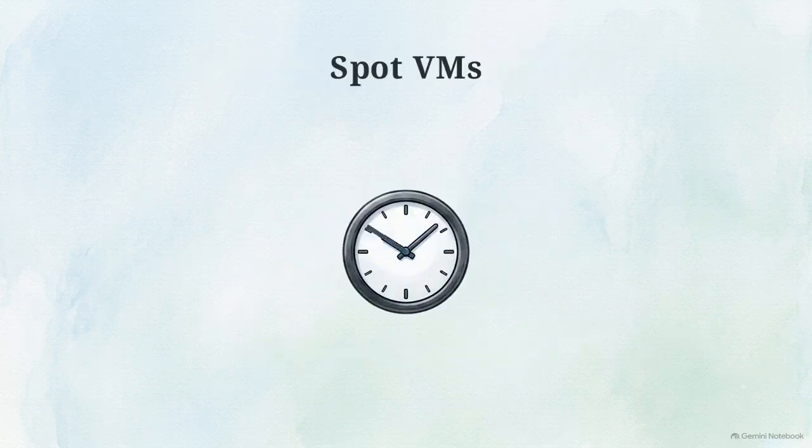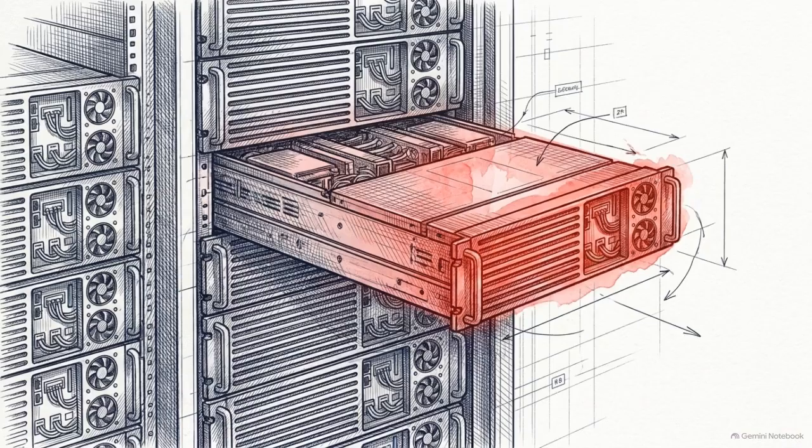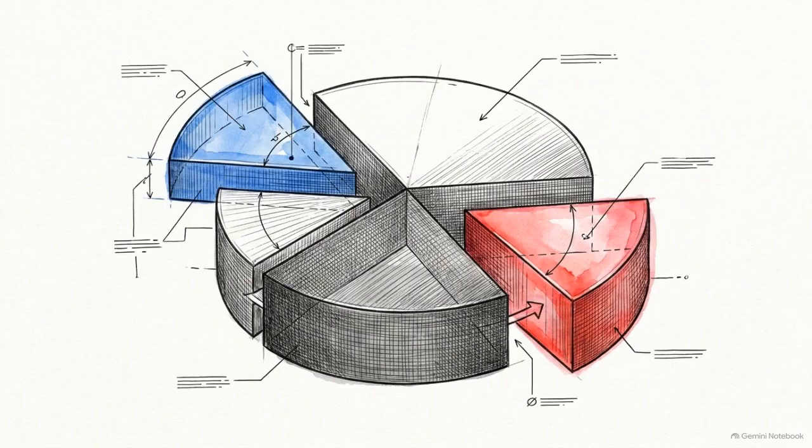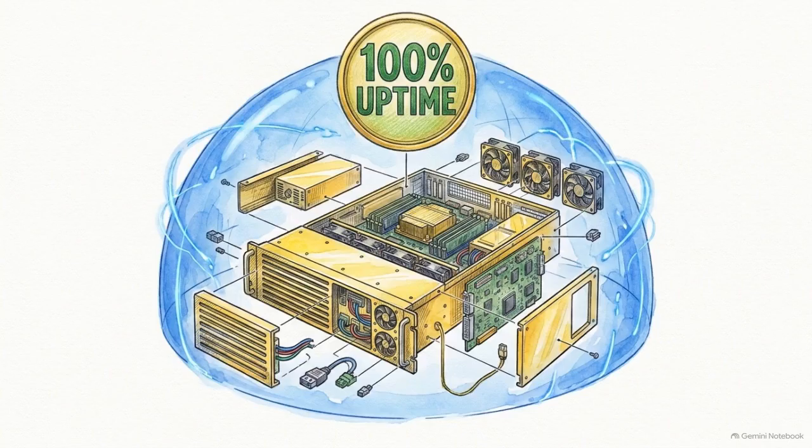Finally, Spot VMs use spare capacity at massive discounts, ideal for flexible, interruptible jobs. The trade-off is that Google can reclaim that capacity at any time. If they do, they'll send a 30-second warning signal before the machine shuts down. Mastering these different tiers ensures you don't waste your budget, allowing you to pay a premium only when uninterrupted reliability is your top priority.